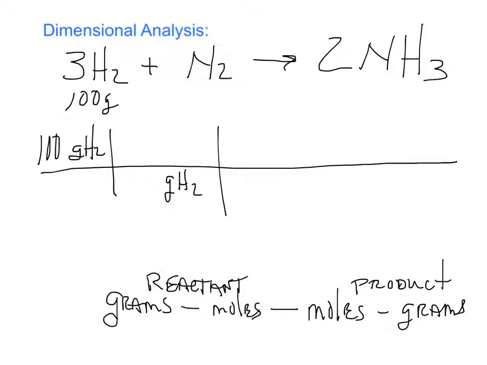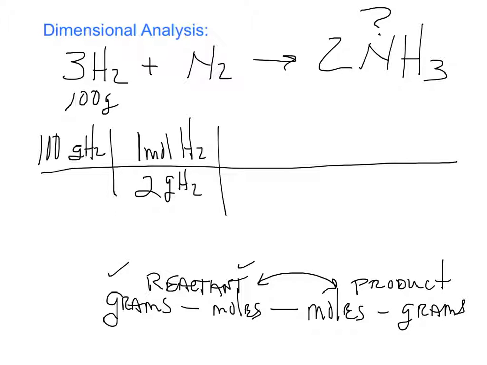So then, we already figured out that 1 mole of hydrogen gas weighs 2 grams. So I have now gone from grams, which was given to me, to moles on my reactant side. Now I'm going to jump across from reactant to product, okay? And I have to use what they asked me for. They wanted to know how much ammonia we were going to make, and they wanted to know in grams, okay?